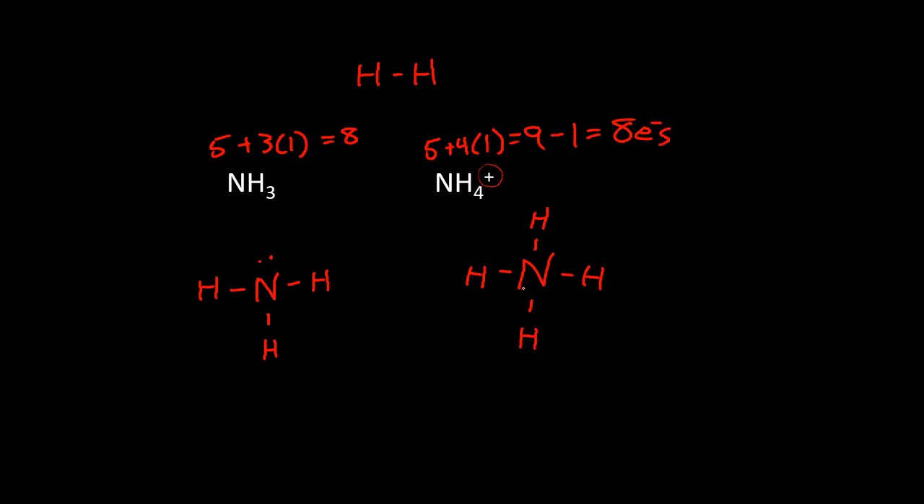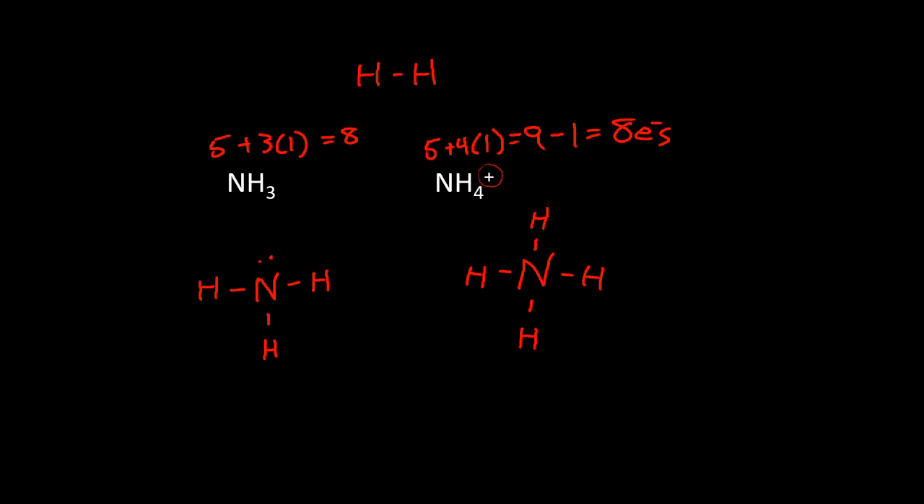And if you look, those are already in there. We already have all 8 of the electrons in the structure in the single bonds to that nitrogen. And so this is already an acceptable Lewis structure. No need for lone pairs.